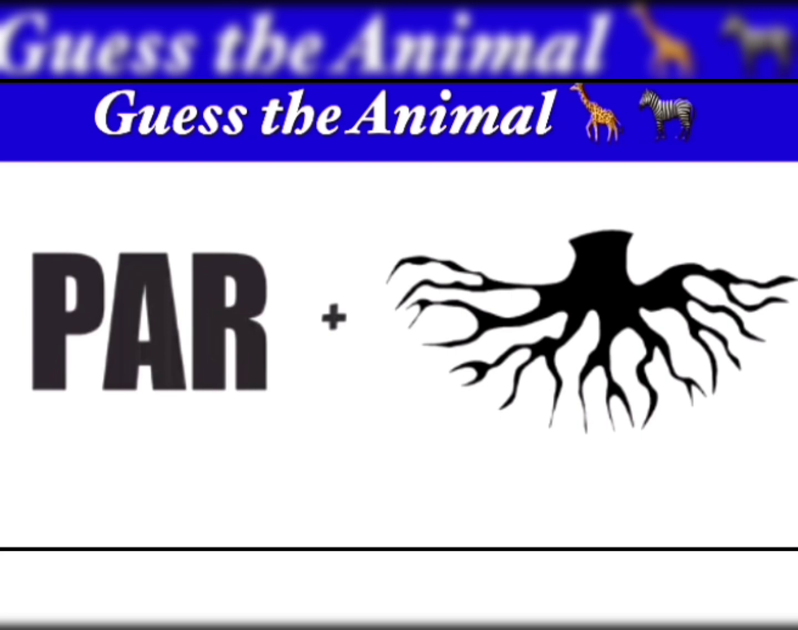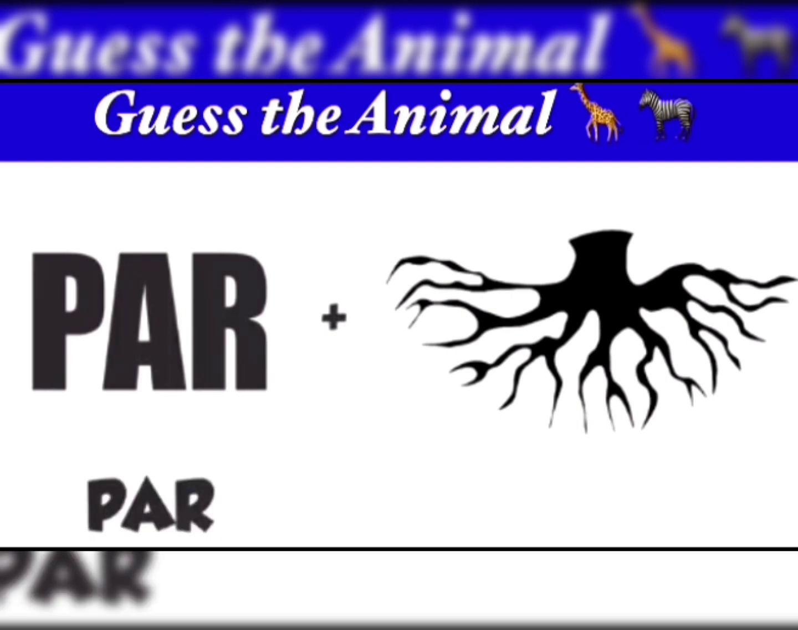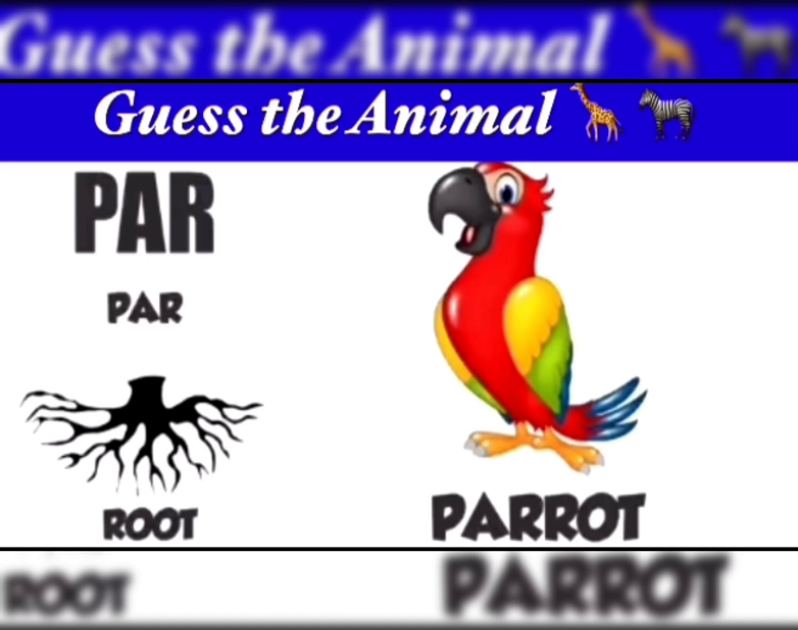So, the first one is the par, the second one is the root. So it's parrot. Oh, I know, you all got this right. So let's move on to the next quizzle.